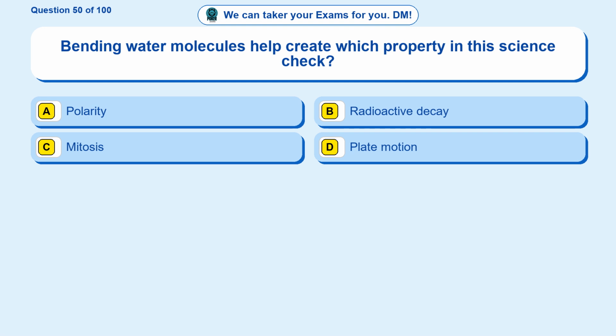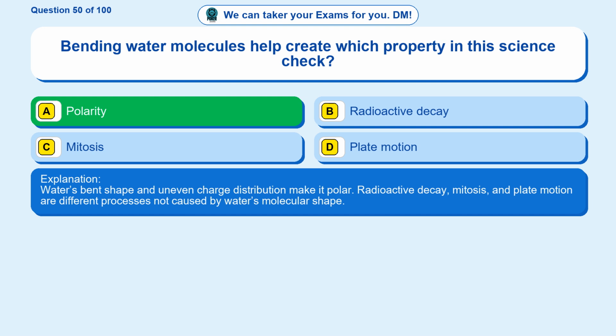Question 50. Bending water molecules help create which property in this science check? Option A, polarity. Option B, radioactive decay. Option C, mitosis. Option D, plate motion. The correct answer is option A. Polarity. Water's bent shape and uneven charge distribution make it polar. Radioactive decay, mitosis, and plate motion are different processes not caused by water's molecular shape.